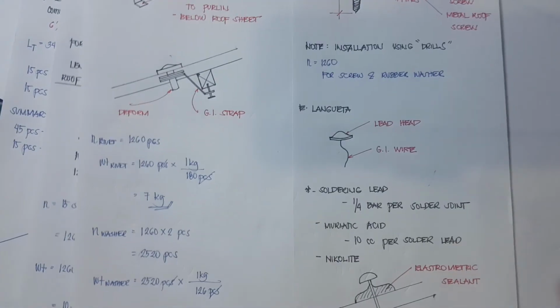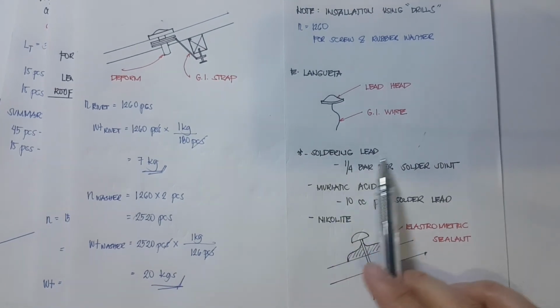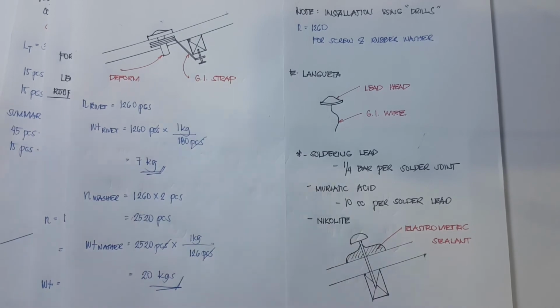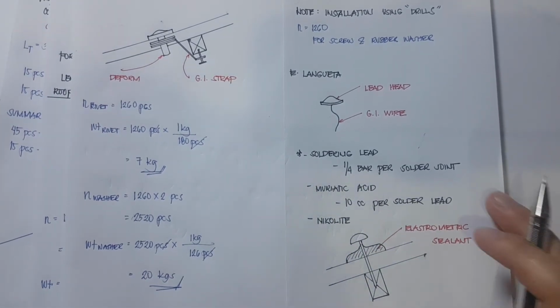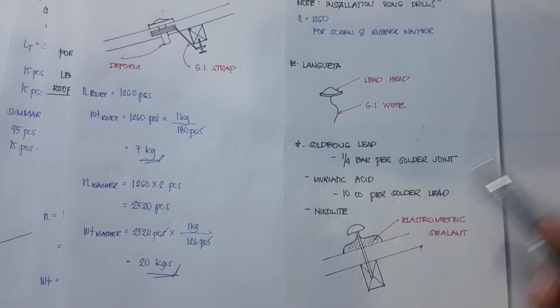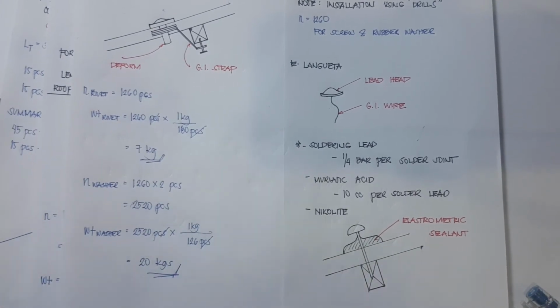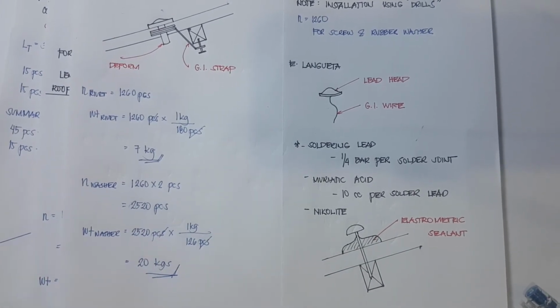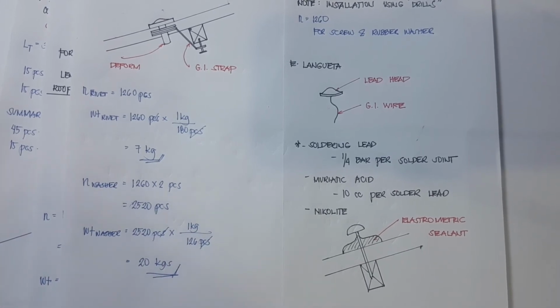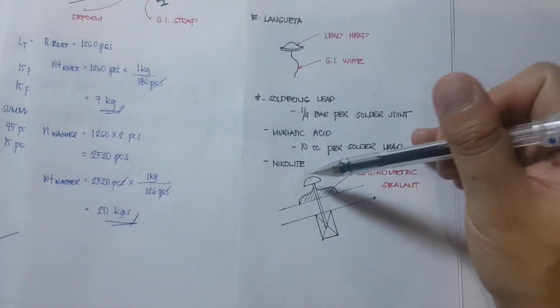Same with langueta. Okay? So other important materials would be soldering lead. Soldering lead, this is used to connect metals under high heat. Then muriatic acid for the metals. Then nicolite. A purpose of this is for dipping a solder. So yeah, pag-connect din siya ng bakal.